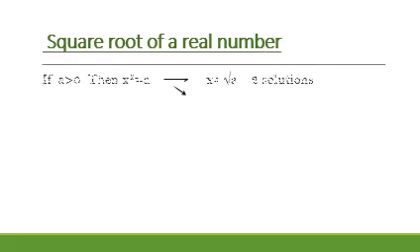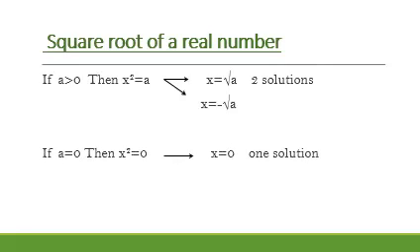The square root of a real number. If I have x squared equals a, then x equals radical a and x equals minus radical a. So you will get two solutions. But if a equals 0, x to the power 2 equals 0, it's only one solution, which is x equal to 0. If a is negative, then no solution, because the square root of a number could never be negative.